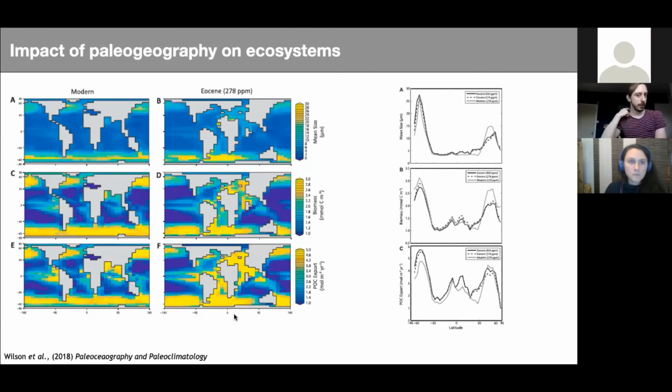And what we found when we compared this run to all of the runs that we did for the Eocene, here we're showing the zonal average of these metrics. The gray line is the modern, and the other lines are the Eocene with various different components. We found that this paleogeography was the biggest impact on the changes that we see. So simply by changing the ocean circulation, we're changing the metrics of the ecosystem that we see. And this is primarily due to nutrient cycling, changing the rate and the location of where nutrients are coming to the surface.